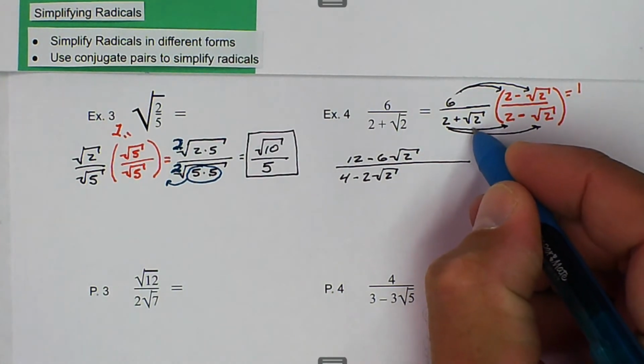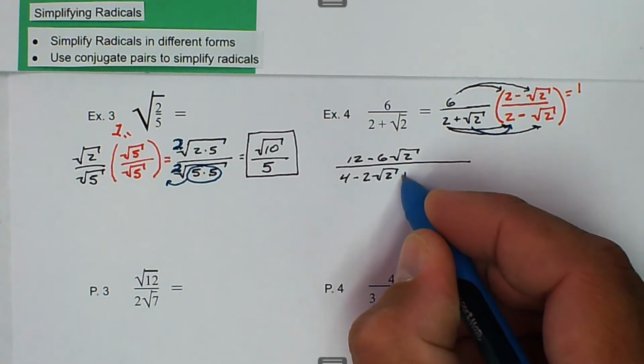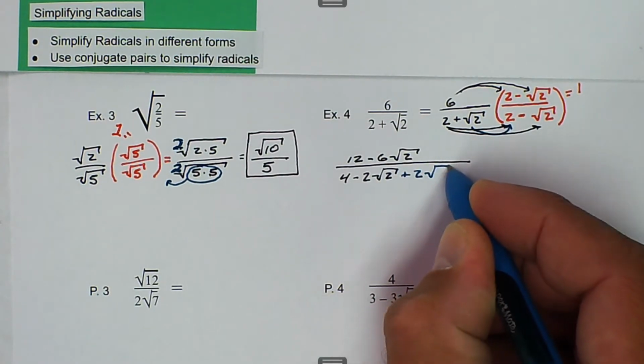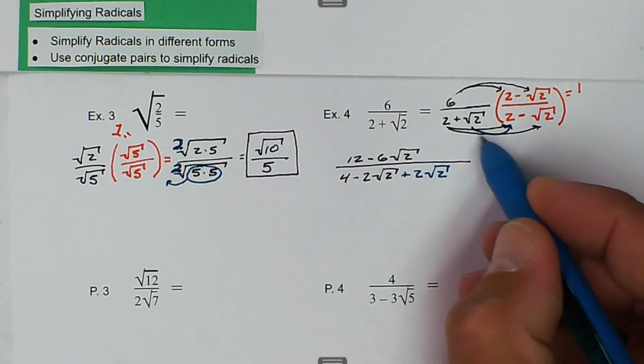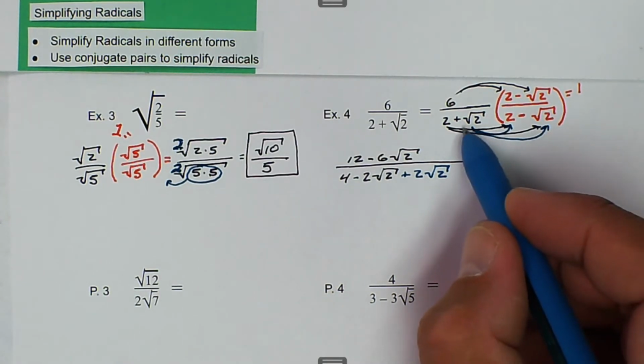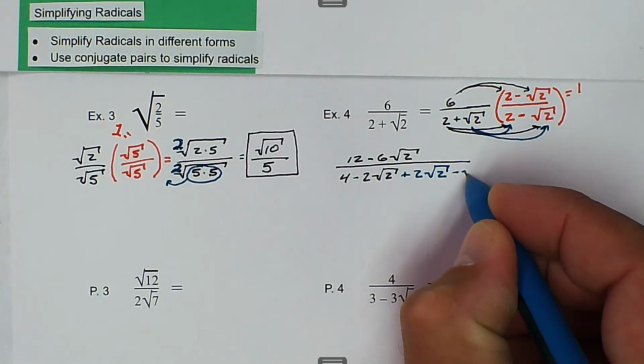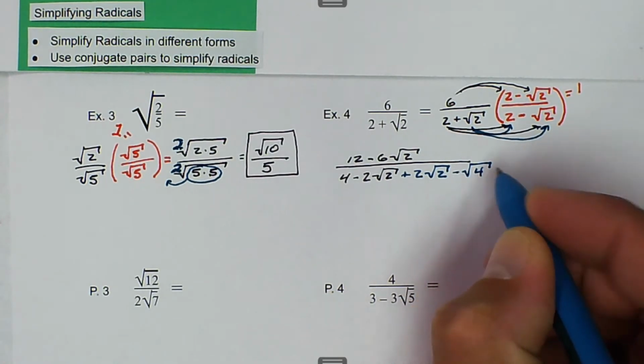Then we take the square root of 2 and we multiply it by 2, which becomes positive 2 square root of 2. And then we take the square root of 2, and we multiply it by negative square root of 2. So we get negative square root of 4.